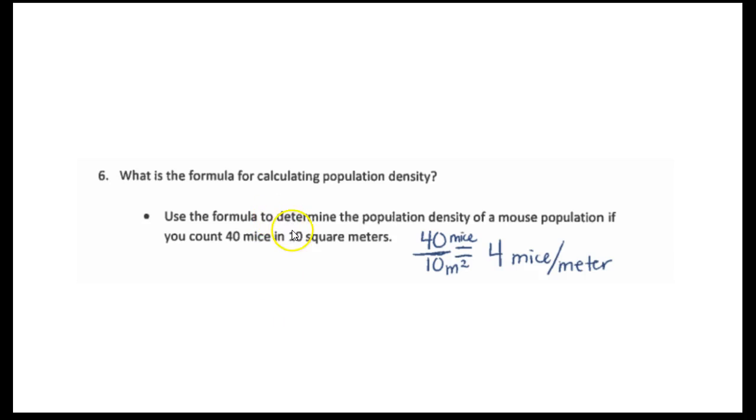You use the formula to determine the population density of a mouse population. If you count that there are 40 mice in 10 square meters, you put the animals on top, the 10 square meters, the distance, on the bottom, and then you do the math, eliminate those zeros, and you find out that it's 4 mice per square meter. So that's how you do your population density. Animals on top, distance on the bottom.